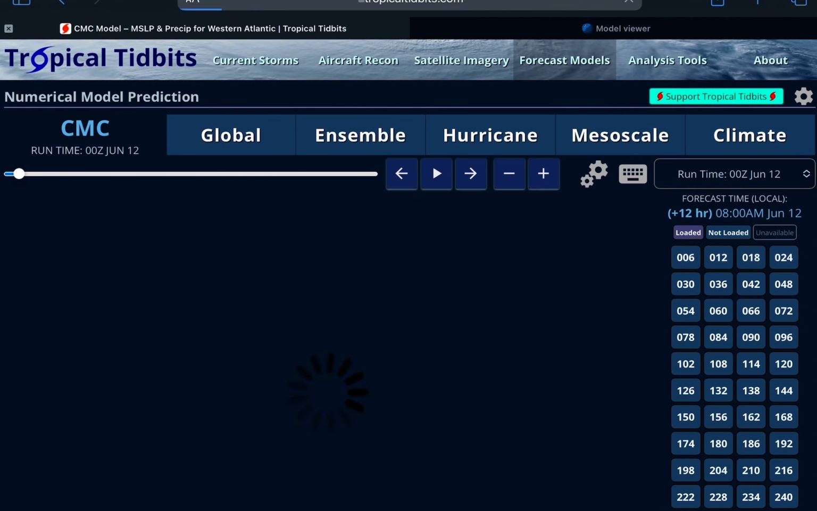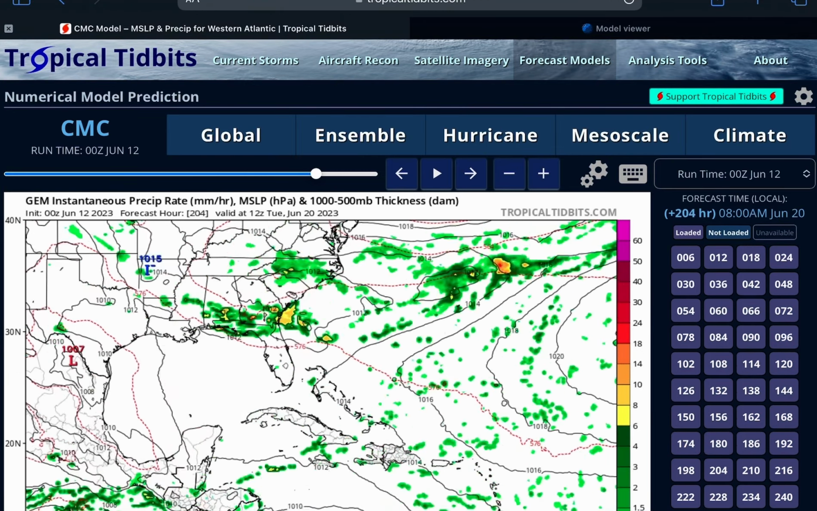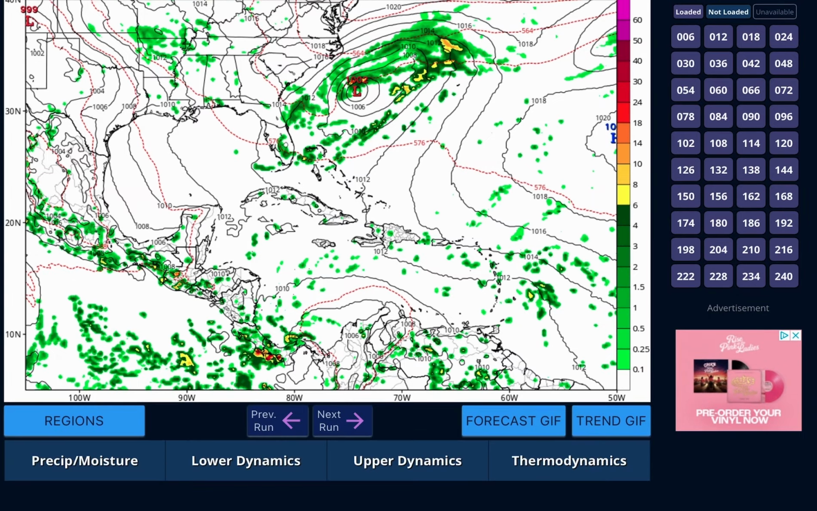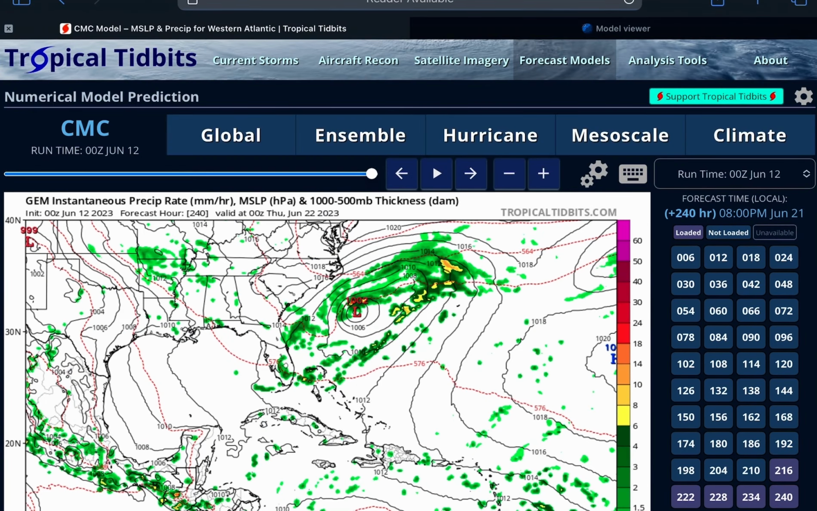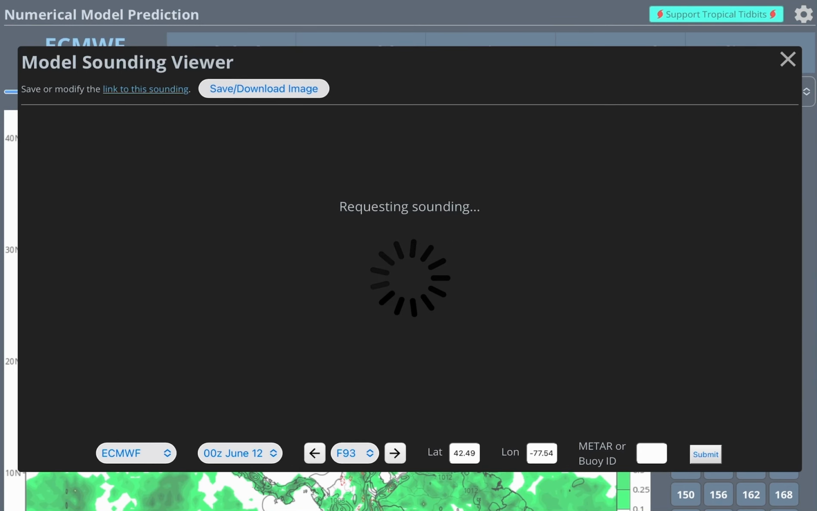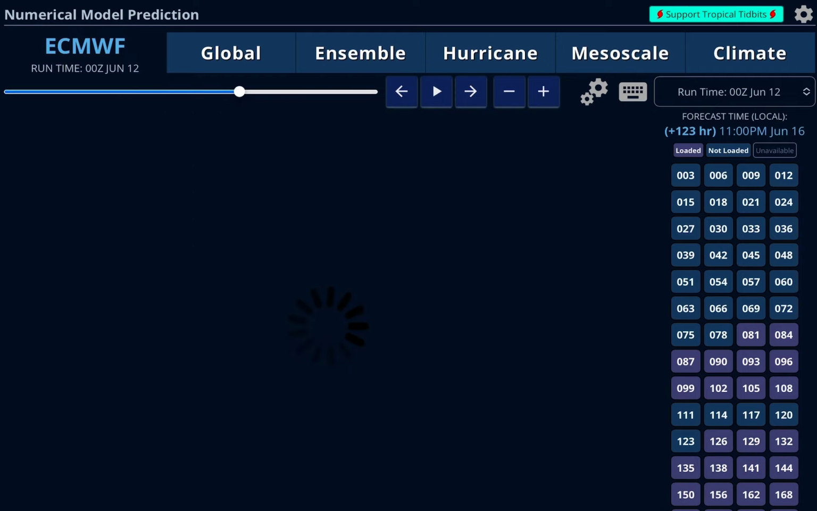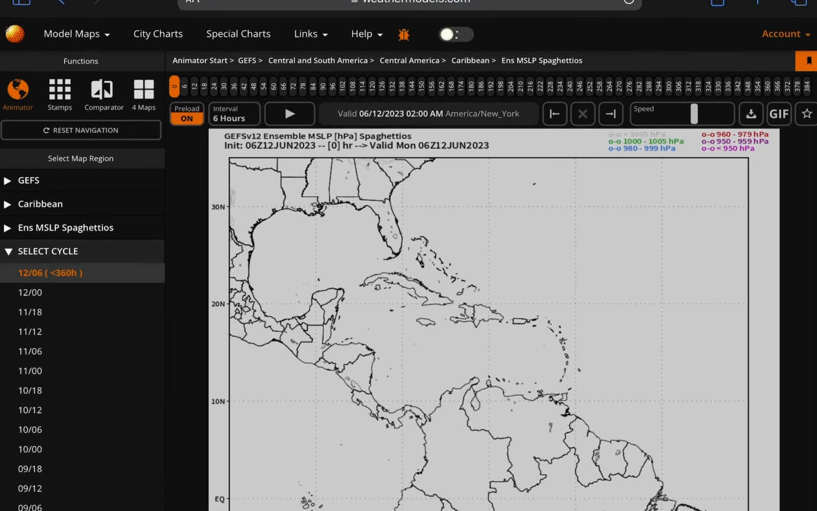But if we go to the CMC, which is the Canadian model, we do see that they show a low possibly becoming a weak tropical storm off the coast of the Carolinas. And the ECMWF, if we go to 0Z... Oops, nope. Anyways, they don't really show anything. So that's really it for the main models. But the ensembles are telling a different story.